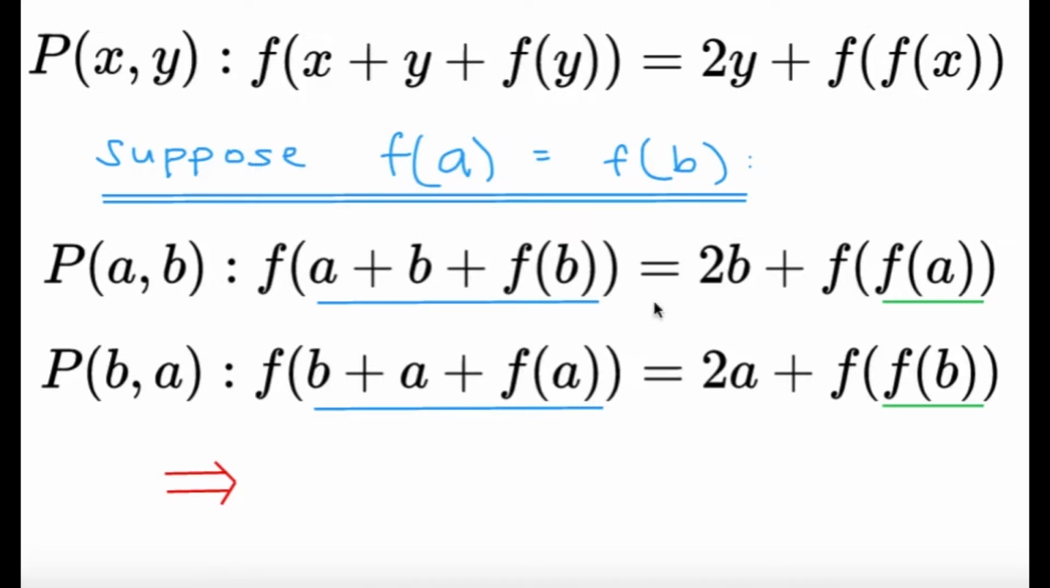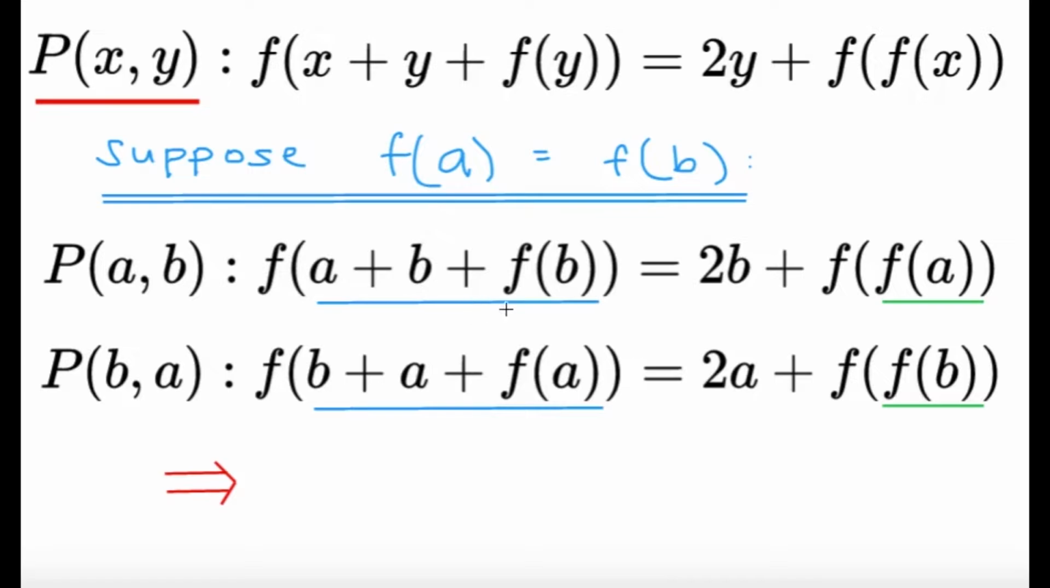Now let P of x, y be the equation. If I make the substitution x equals a and then y equals b, I'll get the first equation here. On the other hand, I'm going to make the substitution x equals b and y equals a, and I'll be able to get the second equation over here. Now, let's try to compare the terms you see here.